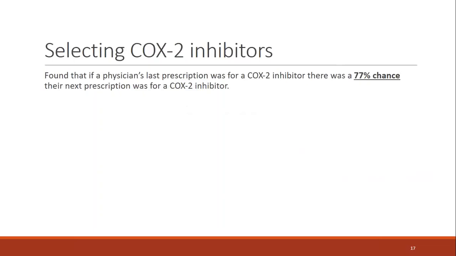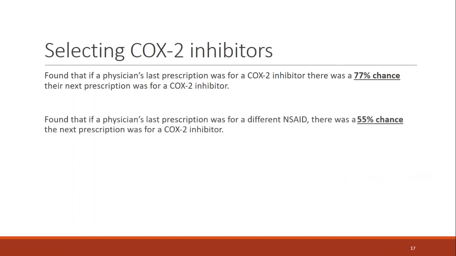The way they did it in this study was they basically looked and saw what was the last drug the person prescribed. Was it a Cox-2 or a non-Cox-2? And that was then assumed to be their preference. What they saw here was that if the physician's last prescription before that patient came in was a Cox-2, there was a 77% chance that that patient's prescription would also be a Cox-2. That's trying to get at how well that instrument predicted.